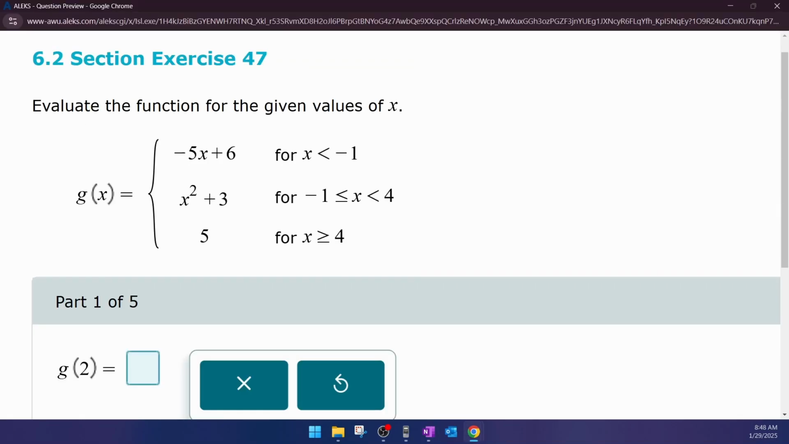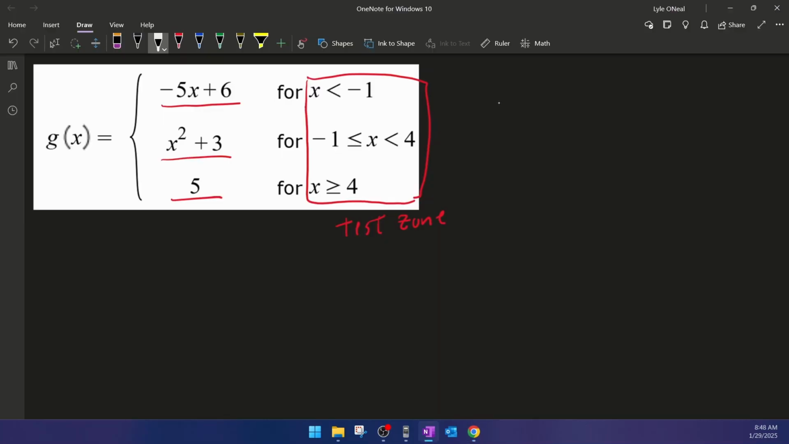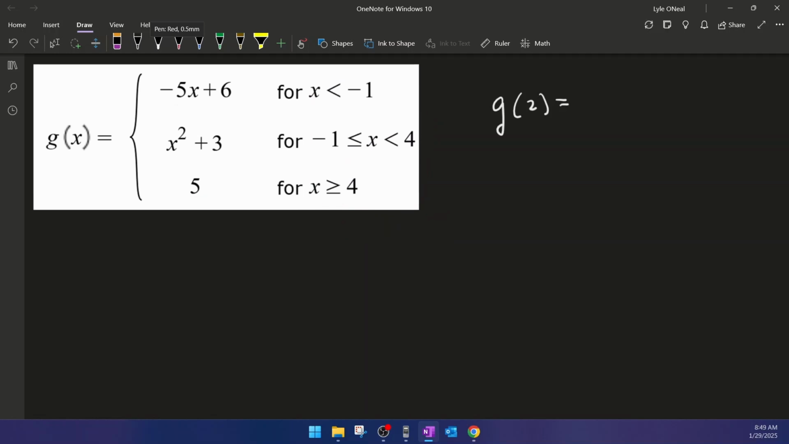All right, so back at our problem, we can see the first value we need to find is g of 2. So in our scratch work, g of 2 would be, well, we don't know until we check to see which piece to plug into. So for whichever inequality is true, that indicates the piece that we will do. And the first thing we need to ask is, is 2 less than -1? Is that true? If it's not, then we're not going to use that piece.